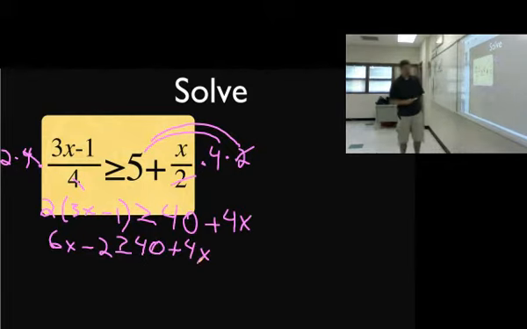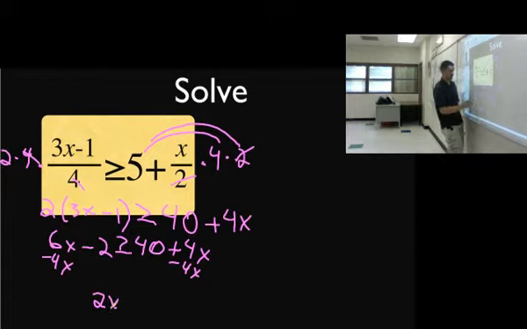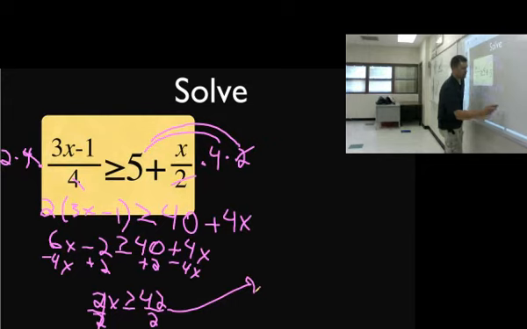Okay, and I've got a couple options here. I'm going to subtract the 4x here because that'll keep my x's positive. Alright, so I'll be left with a 2x on the left. I'm also going to add 2 to both sides at the same time. So that's going to be greater than or equal to 40 plus 2 is 42. Still haven't multiplied or divided by a negative. I'm going to divide by a positive 2. Everything stays the same. So I'm going to be left with x is greater than or equal to 21.